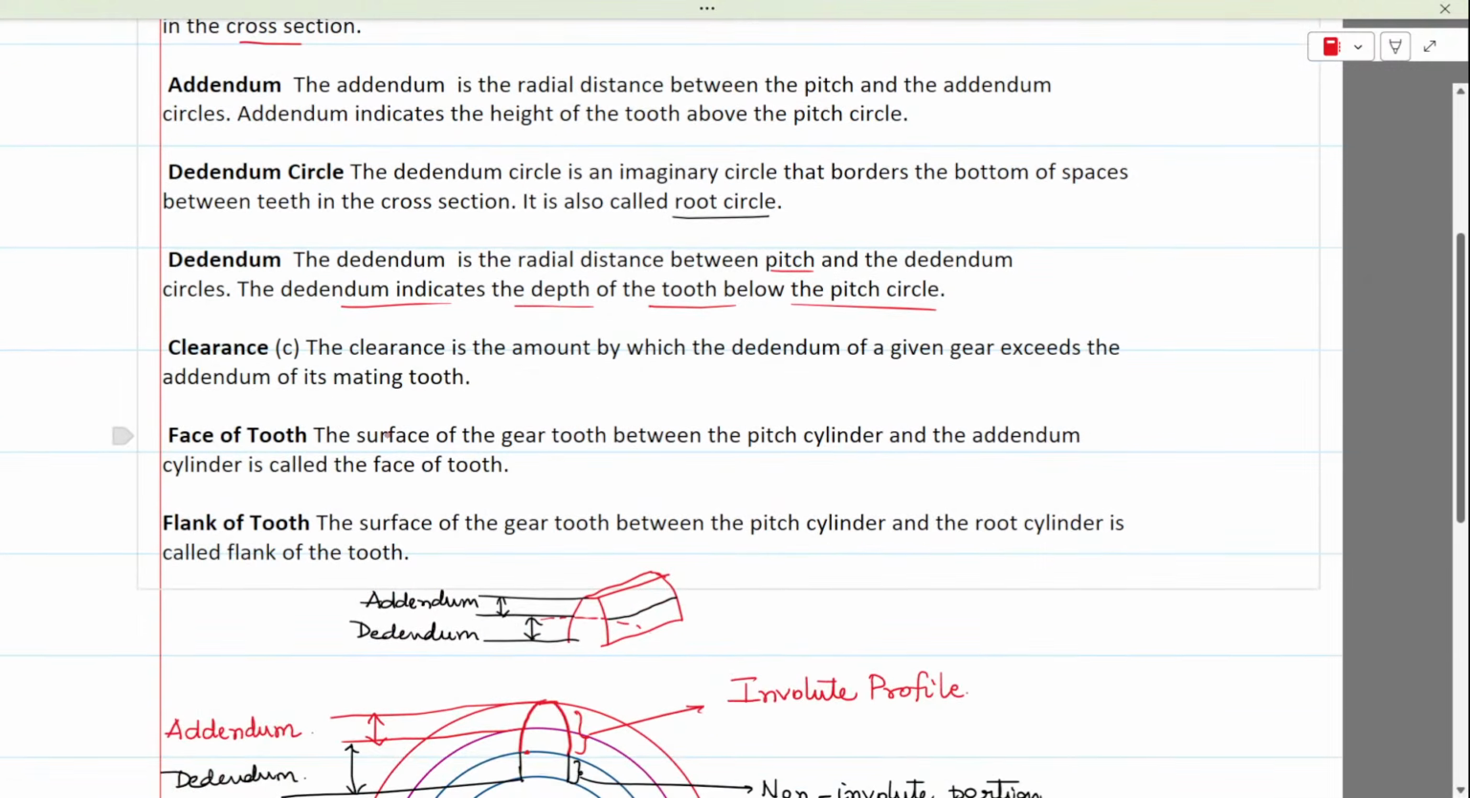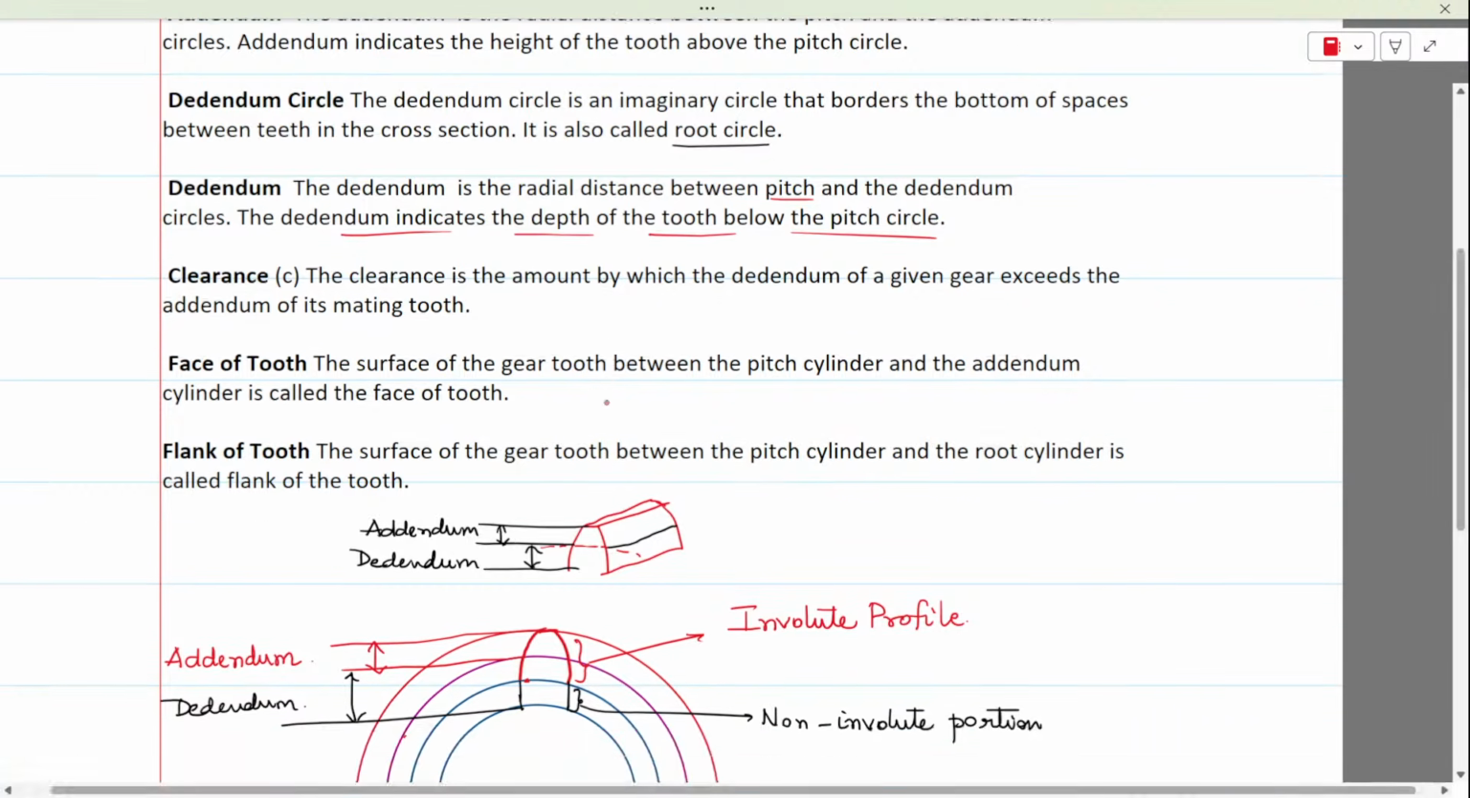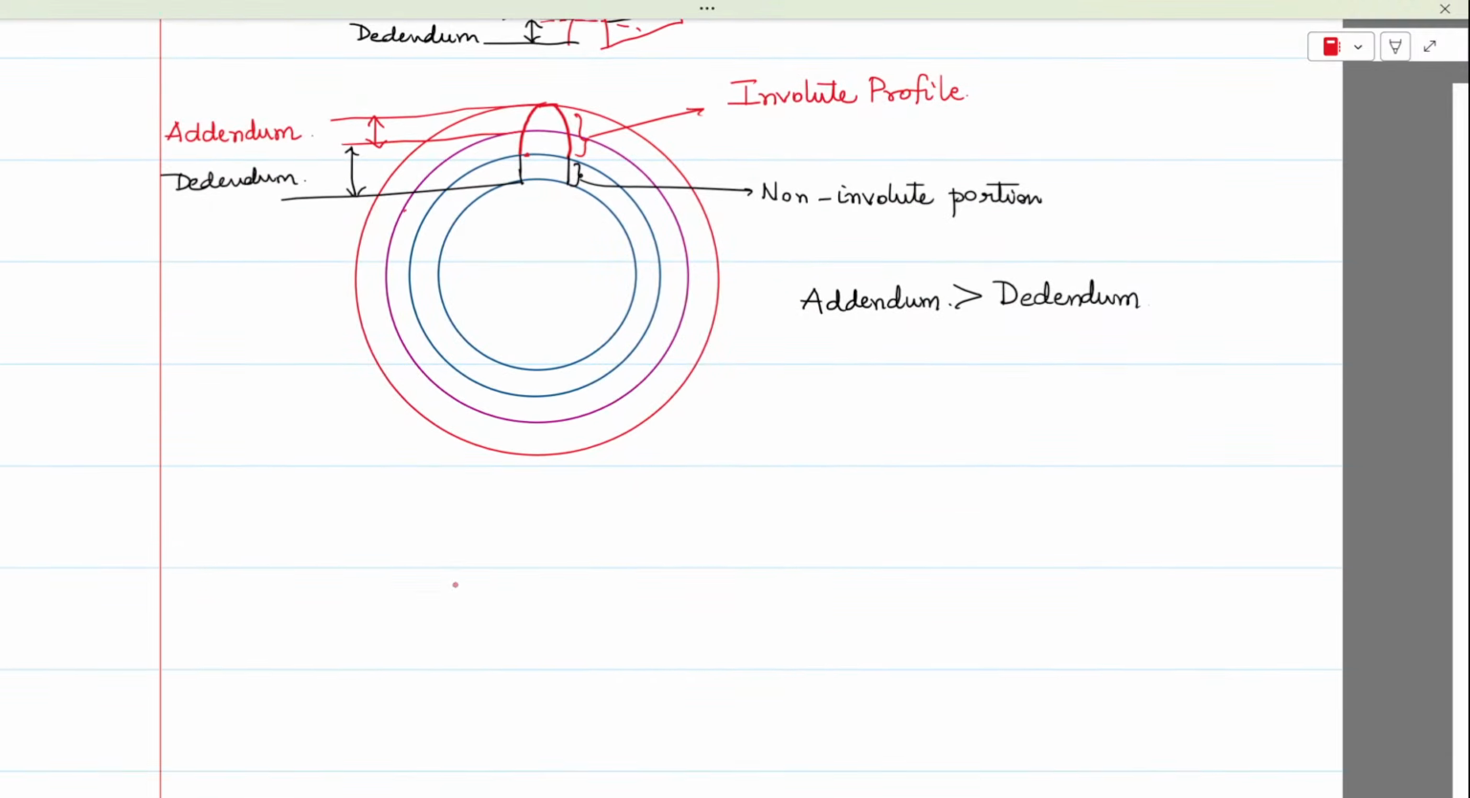Next is clearance. Clearance is basically defined when the two gears are in mesh. When the two gears are in mesh, only after that can you define the clearance. So let's say this is one of the gears and let me draw another gear.